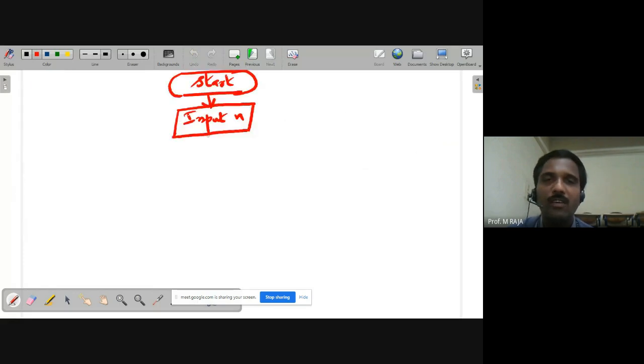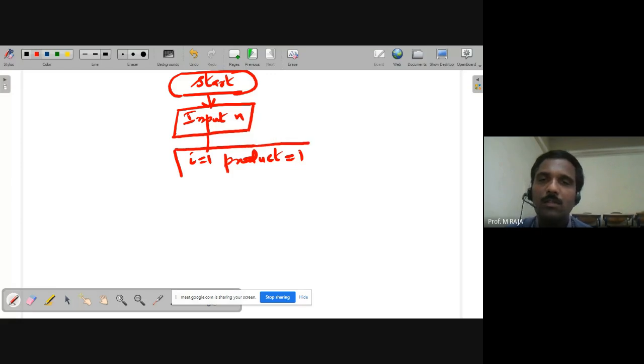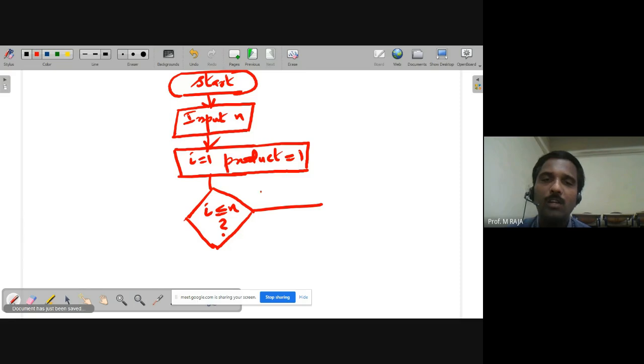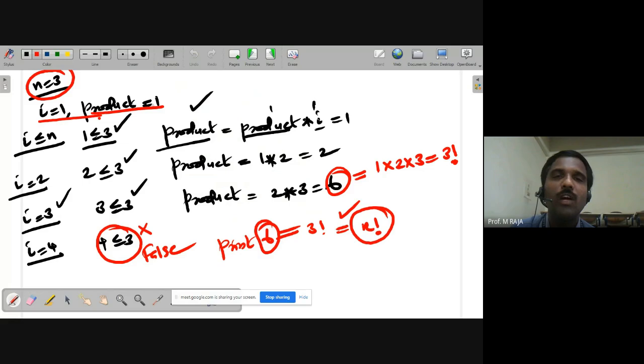So just I is 1, product is 1. This may be taken as the computational statement. Then check if I is less than or equal to n, in a conditional box. If I is less than or equal to n, this is true. I write the true block here. If I less than or equal to n is true, what do we have to do?